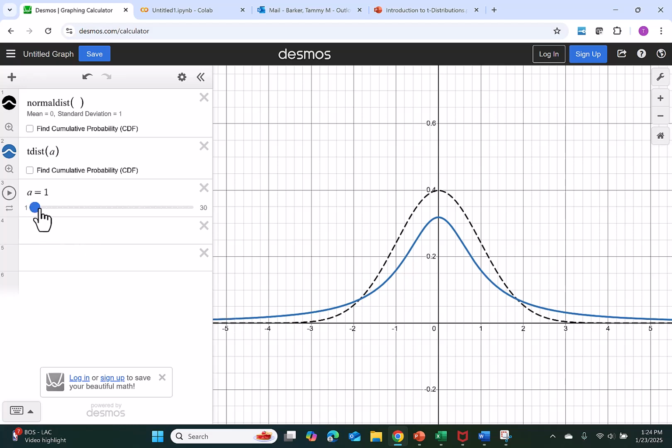As we increase the degrees of freedom, it means we have more elements in our sample. You can see as the degrees of freedom get larger, my t-distribution approaches a normal distribution. That says a larger sample size is going to make a t-distribution closer to a normal distribution.